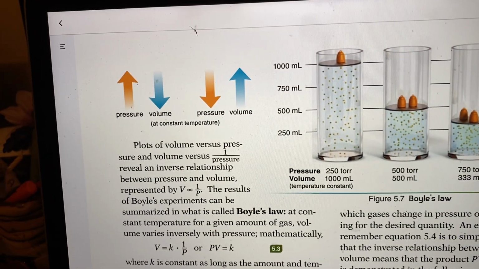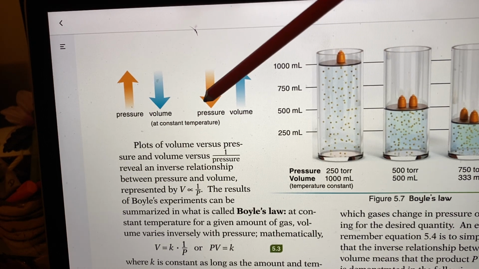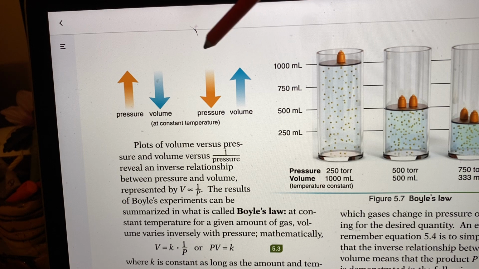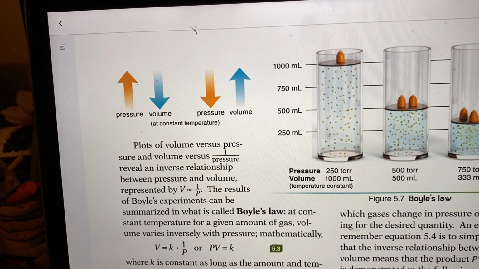As pressure goes up, the volume goes down. And as pressure goes down, the volume goes up. But you have to have it at a constant temperature. If you change the temperature in any way, then it's going to affect the pressure and volume, which all three of those things go together. But as the temperature is constant, you'll see that pressure and volume are inverse to each other. That's what we call the inverse relationship between each other in proportions.